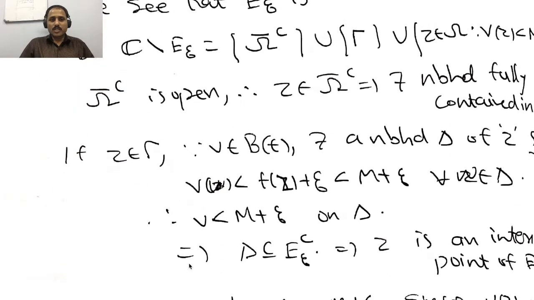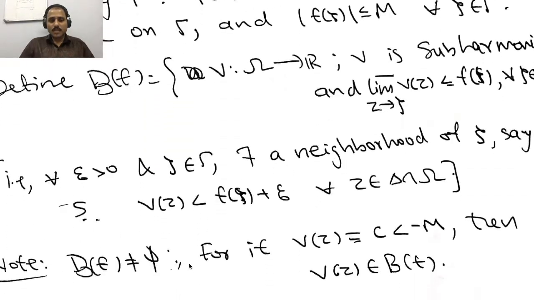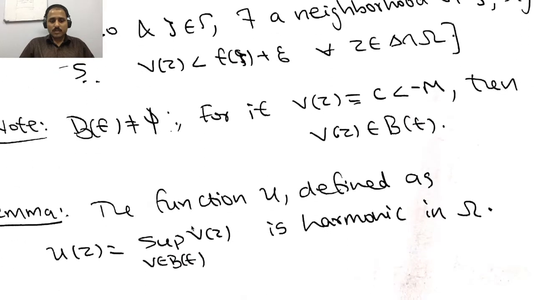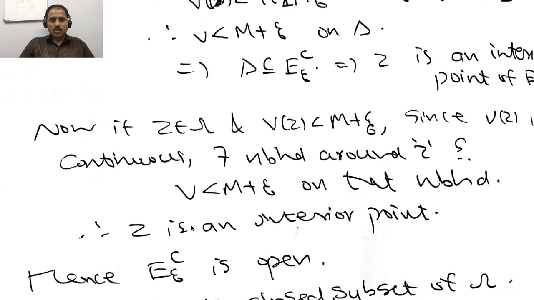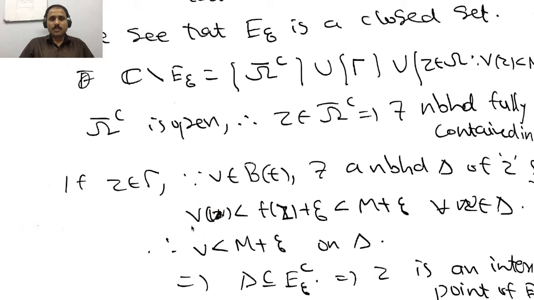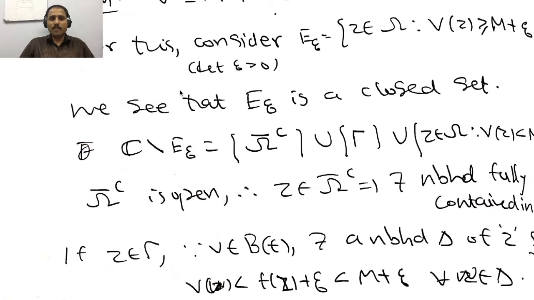The proof is very easy. So how do you prove this? First of all, you claim that V is less than or equal to M in omega for all V belonging to Bf. For that, for a given epsilon greater than 0, you consider E epsilon, the set of all points in omega such that V of z is greater than or equal to M plus epsilon.